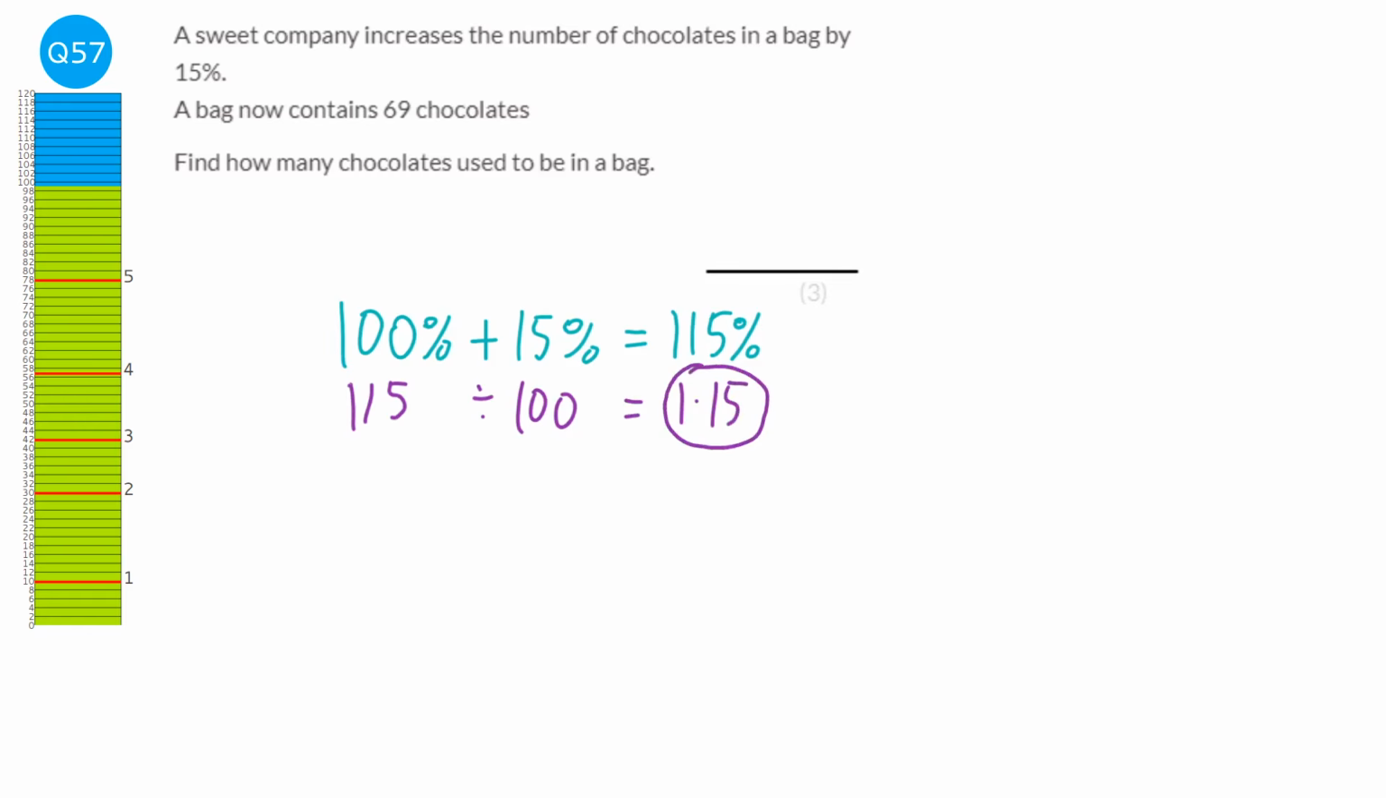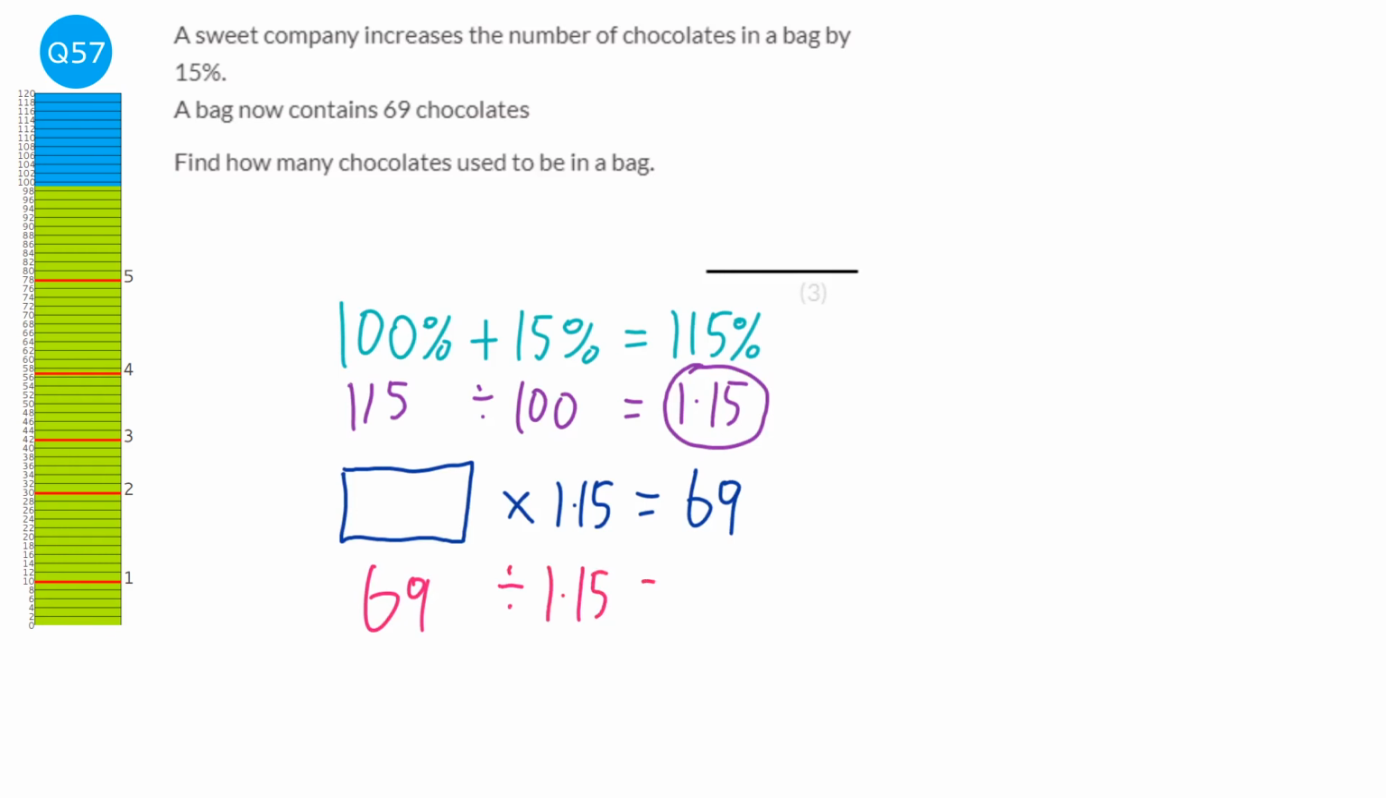Now they used that multiplier on the original amount, and they times it by 1.15, and they got the answer of 69. But if we're working the other way, to find out what they times by 1.15, we take the 69 and divide it by the multiplier. So if we want to work out what the original number was, we divide it by the multiplier, and that gives us 60. So the answer will be 60.